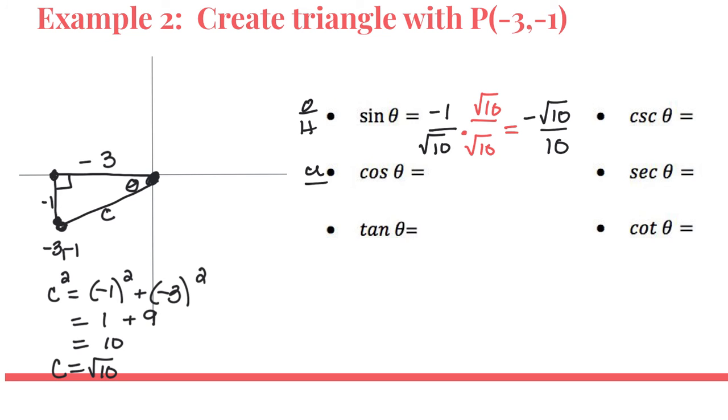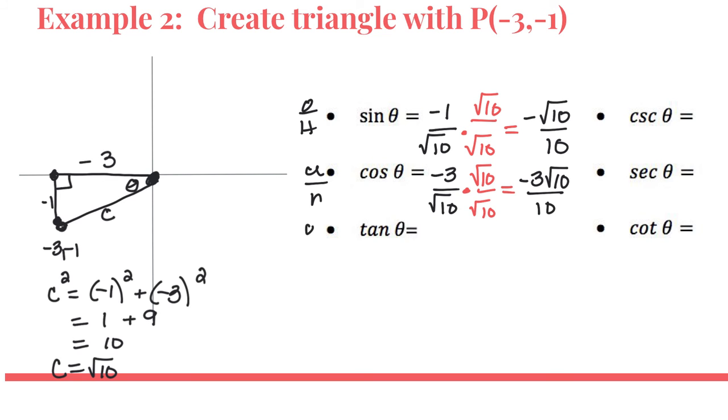Cosine is adjacent over hypotenuse. The adjacent side is -3. Again, your hypotenuse is square root of 10. So we're going to go ahead and rationalize by multiplying by square root of 10 over square root of 10. And we get -3√10 over 10.